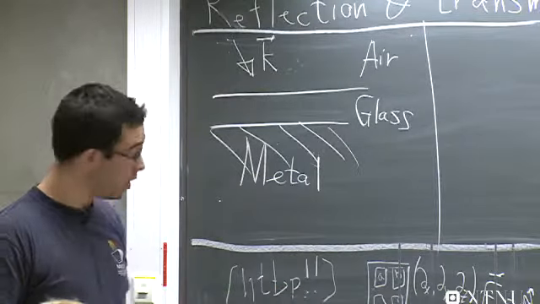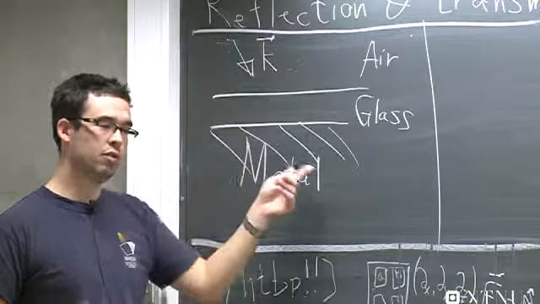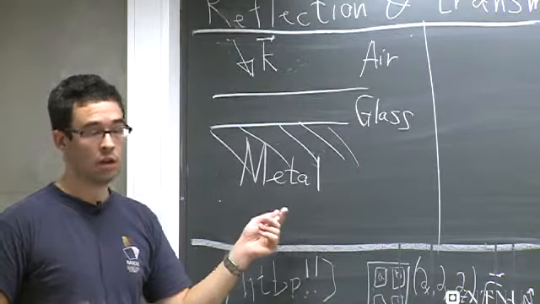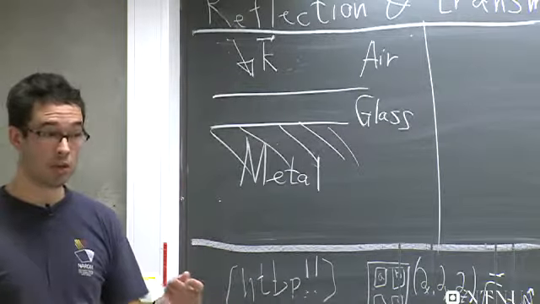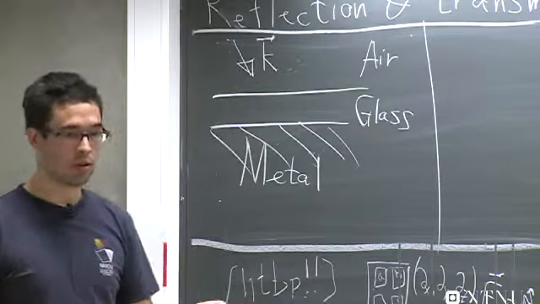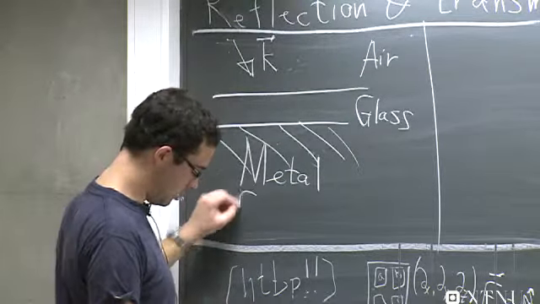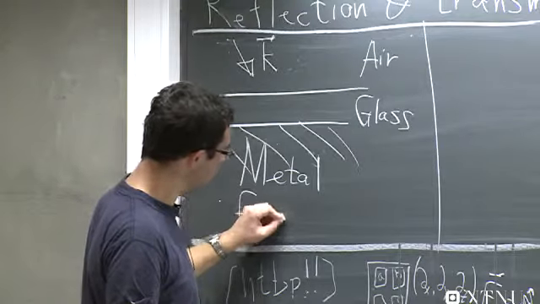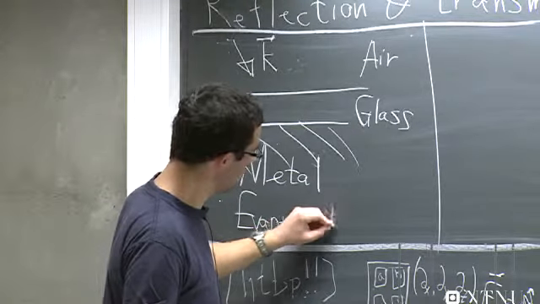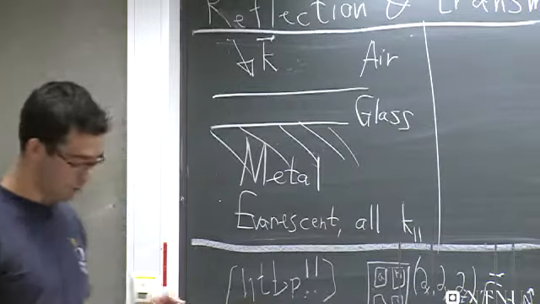And by the way, in the metal, we're evanescent for all K parallel because there's conductivity losses in the metal, meaning that there's always something that gives you an exponential decay. So you can have an oscillating wave which decays quite fast. So let's see, evanescent for all K parallel inside the metal.